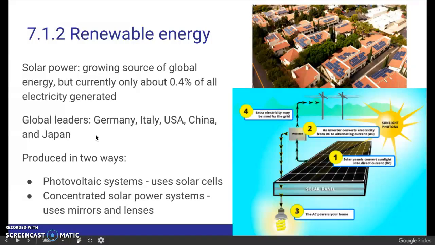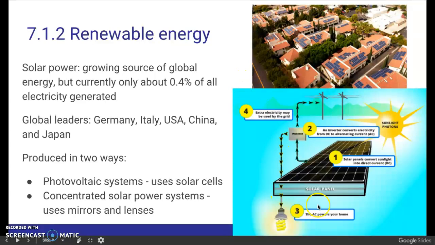Then we have solar power, and solar power has been developing some pretty cool new technology in recent years. So if we look, we can see solar panels all over the houses in this region. And solar panels can be a little bit challenging to both create and to install, so it requires a little bit of infrastructure.